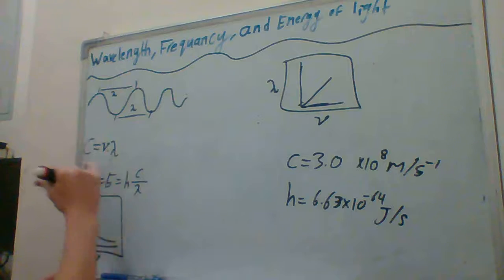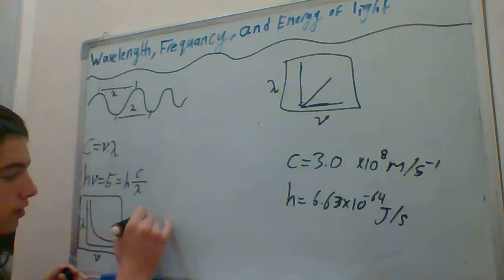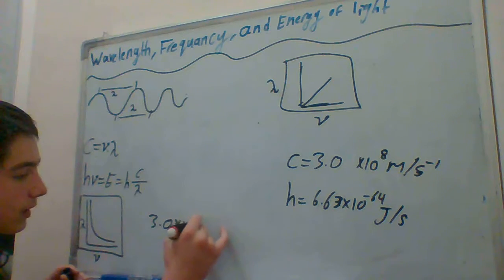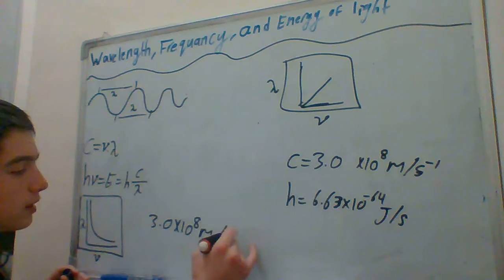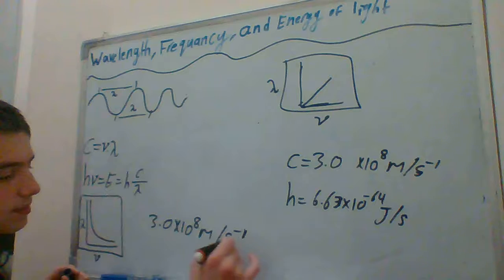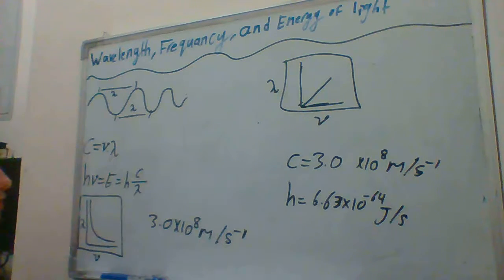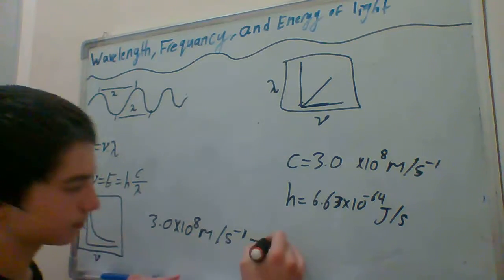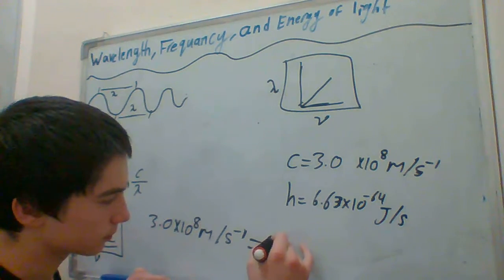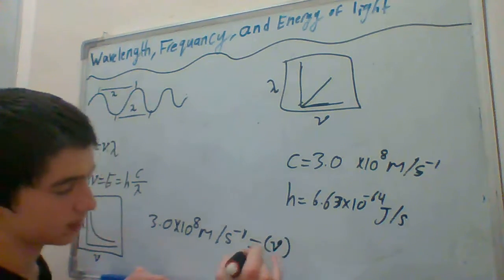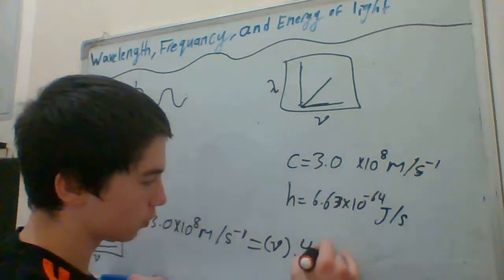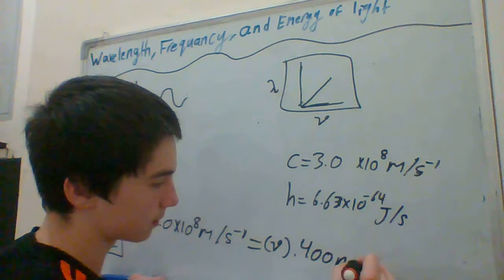So the first thing we have is the speed of light. It's going to equal 3.0 multiplied by 10 power 8 meters per second, which is just a second with the power of -1. And that equals frequency, which is unknown, that's why we write the symbol, multiplied by wavelength, which is known as 400 nanometers.